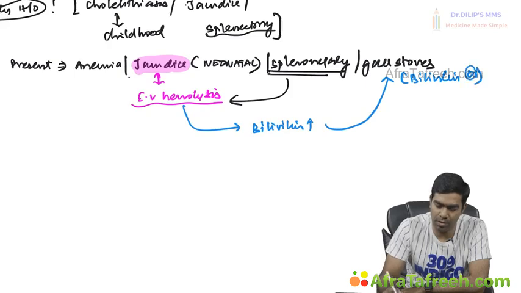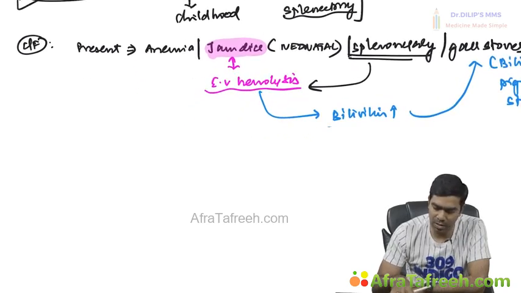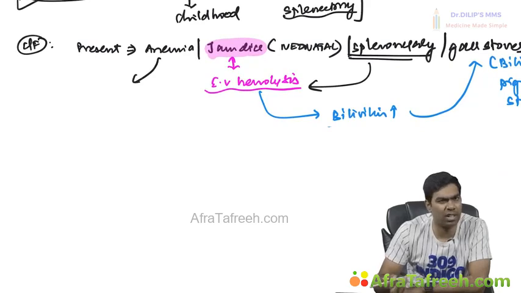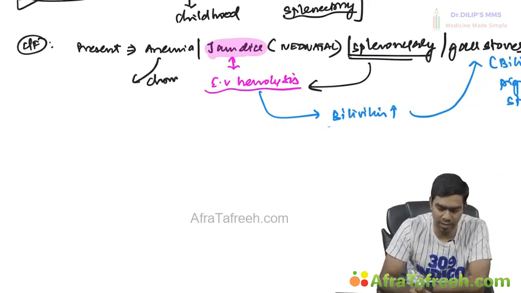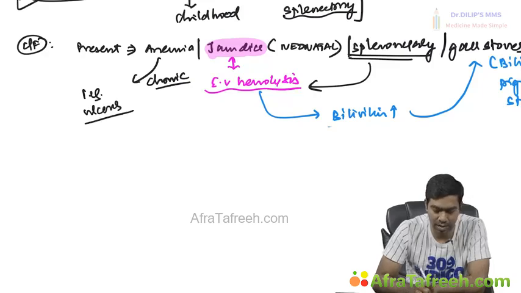Bilirubin, or otherwise called pigmented stones, are possible. Pigment or bilirubin stones are possible. And this anemia is also a risk factor. If the anemia is long standing, chronic and severe enough, it can result in leg ulcers. Again, we have seen these leg ulcers in thalassemia intermedia.